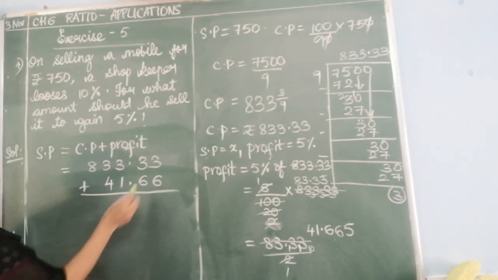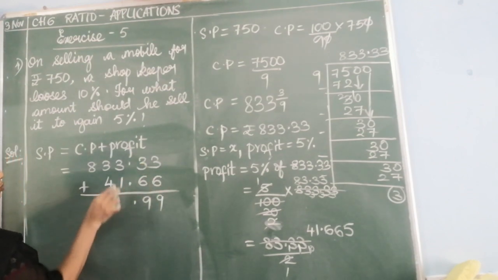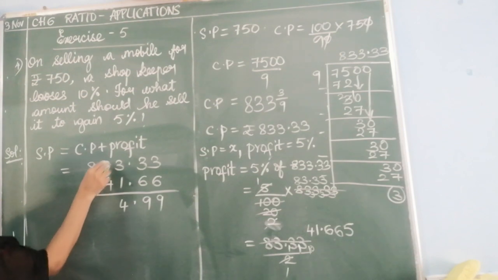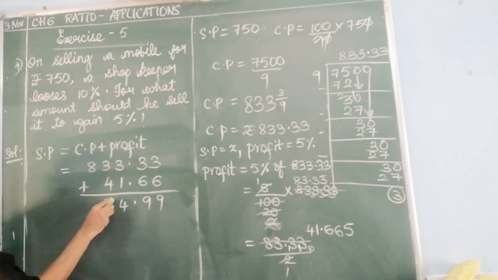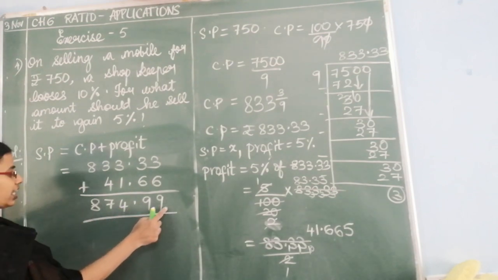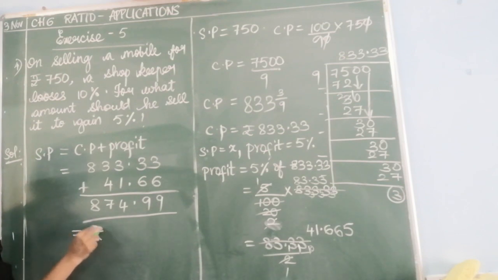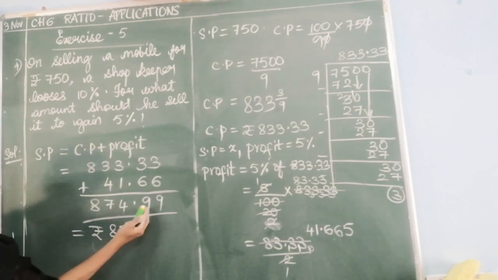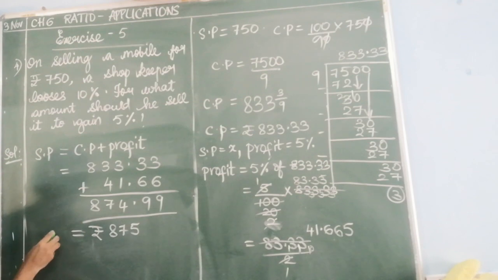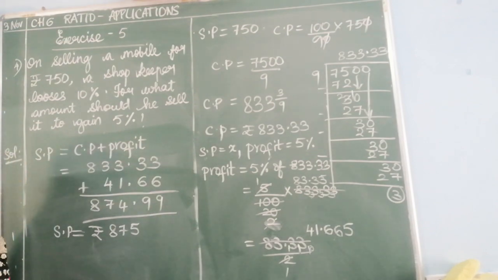So you need to add these two. 3 plus 6 is 9. 3 plus 6 is 9. Point, 3 plus 1 is 4. 3 plus 4 is 7. 8 as it is we are going to write. 0.99. When it is there, you can approximate it as rupees 875. The selling price is rupees 875. Understood this problem? Copy this in your class workbook, children.